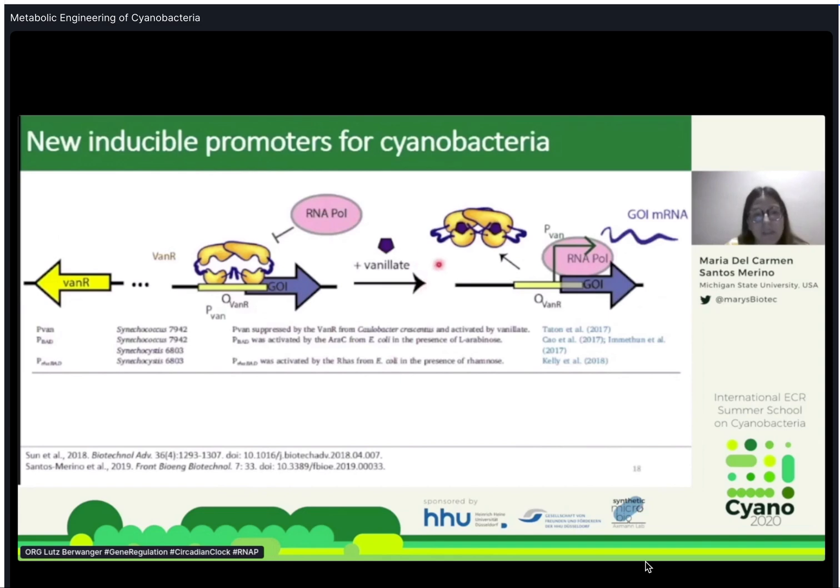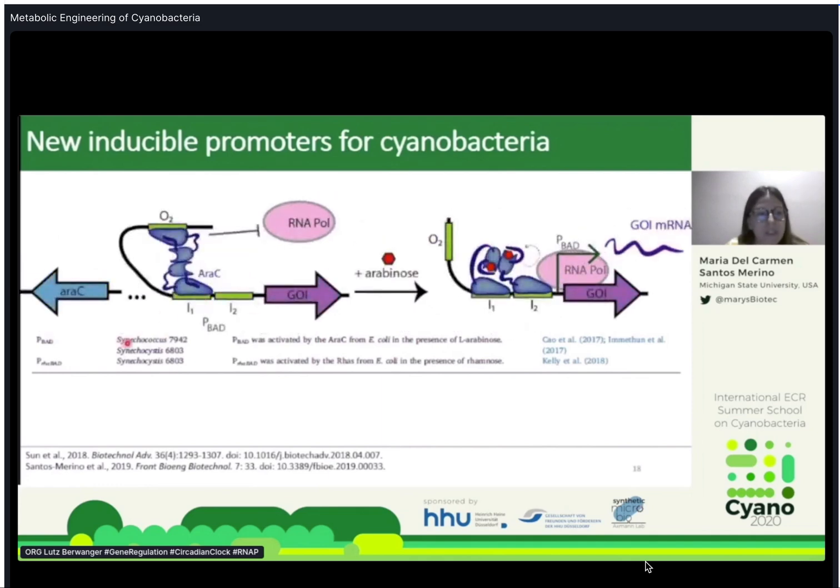In presence of vanillate, this molecule is going to join to the repressor, liberating the space in the operator in the promoter, allowing the RNA polymerase to join and transcribe the gene of interest. In the second place, we have a PBAD promoter that has been studied for many years in E. coli.